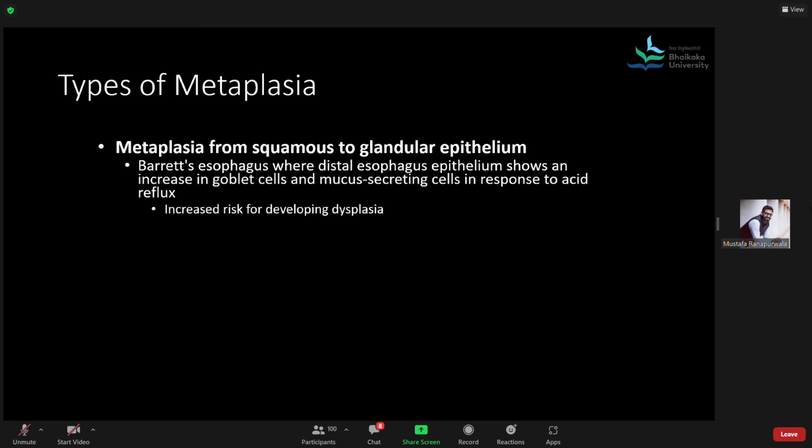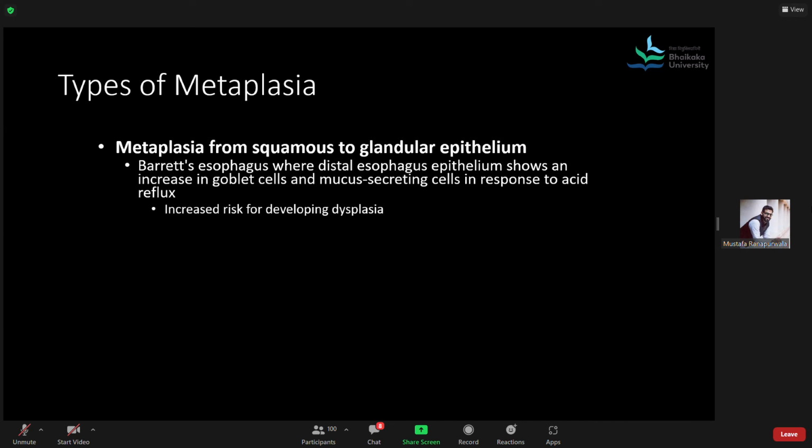So what happens? The stem cells that are located in the distal esophagus will now start producing intestinal type of columnar epithelium, which will have goblet cells, which will produce mucus. And that mucus will form a chemical barrier against that acid reflux. So this classical shift is known as intestinal metaplasia, something that we see in the distal esophagus in patients who have GERD, and this condition is known as Barrett's esophagus.